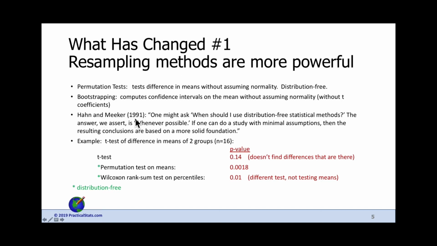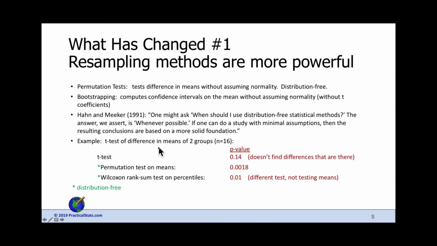So there's a book, one of the classic books in statistics back in 1991 on intervals by Hahn and Meeker, who said that one might ask, when should I use distribution-free statistical methods? The answer, we assert, is whenever possible. If one can do a study with minimal assumptions, then the resulting conclusions are based on a more solid foundation. And I've seen nothing in that 30 years or so that would change that opinion.